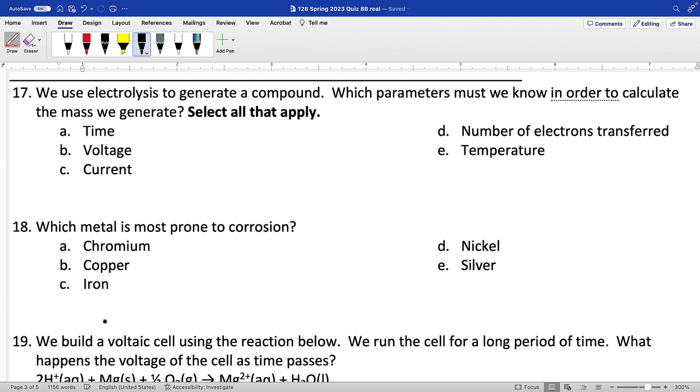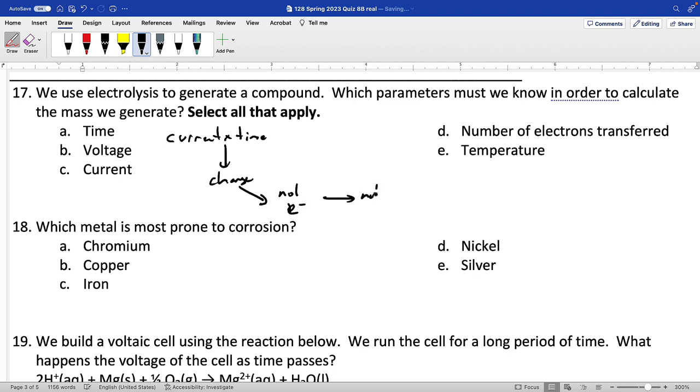All right, we're using electrolysis to generate a compound. What parameters must we know to calculate the mass that we generate? So if we think about these problems, we start off with the current. We know if we take current times time, that is going to give us charge. And if we do charge, we can use Faraday's constant to get the moles of electrons.